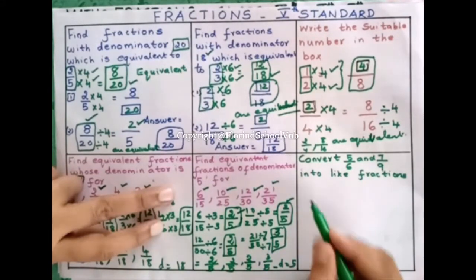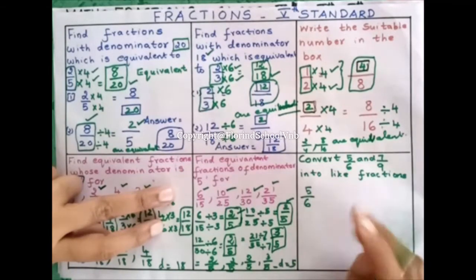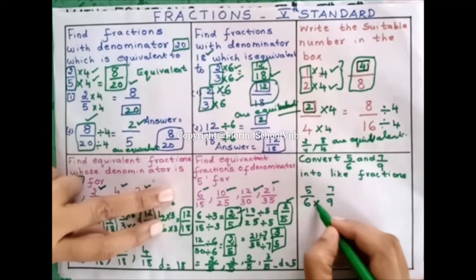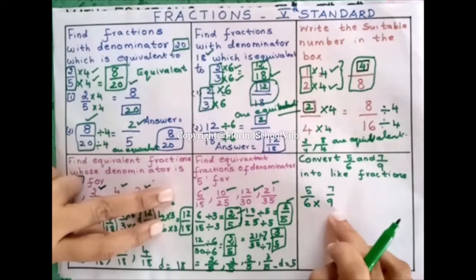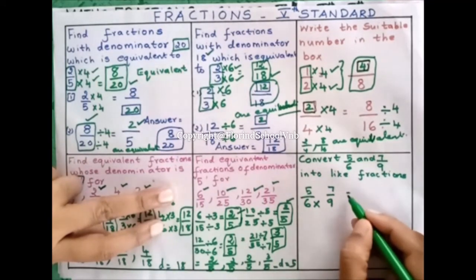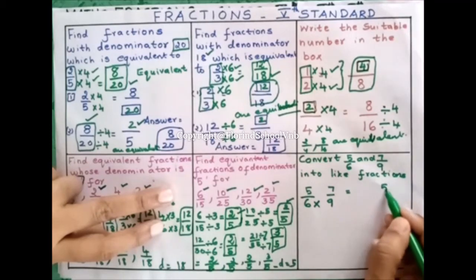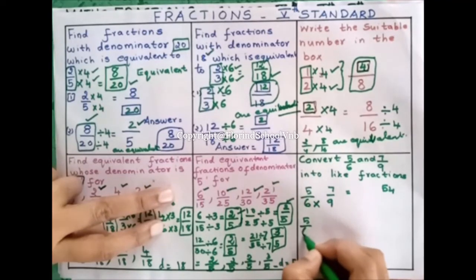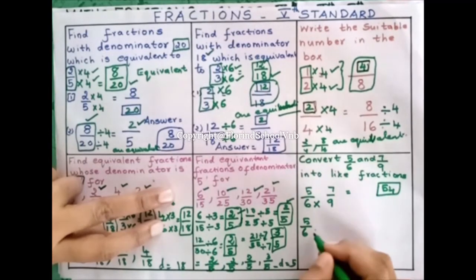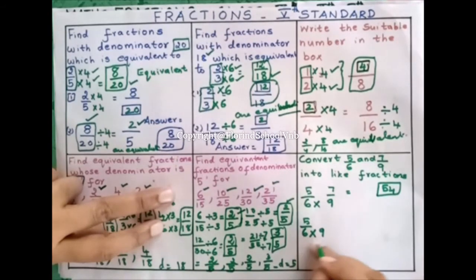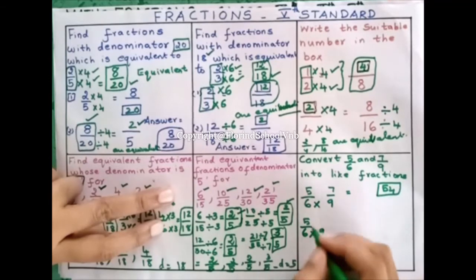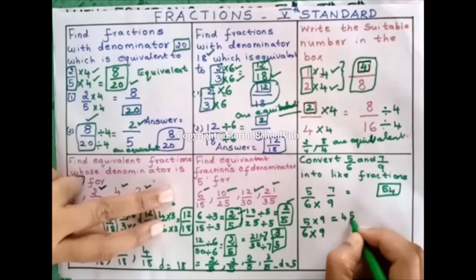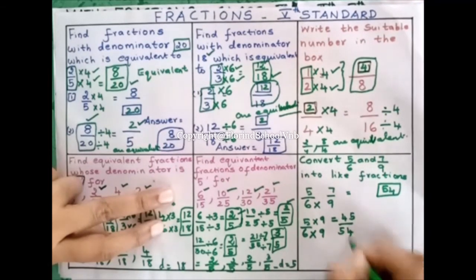How to convert? So take 5 by 6 and 7 by 9. Now multiply 6 and 9. 6 nines are 54. Now, when you multiply 6 by 9 to get 54, the numerator also should be multiplied by 9. 5 nines are 45. 6 nines are 54.